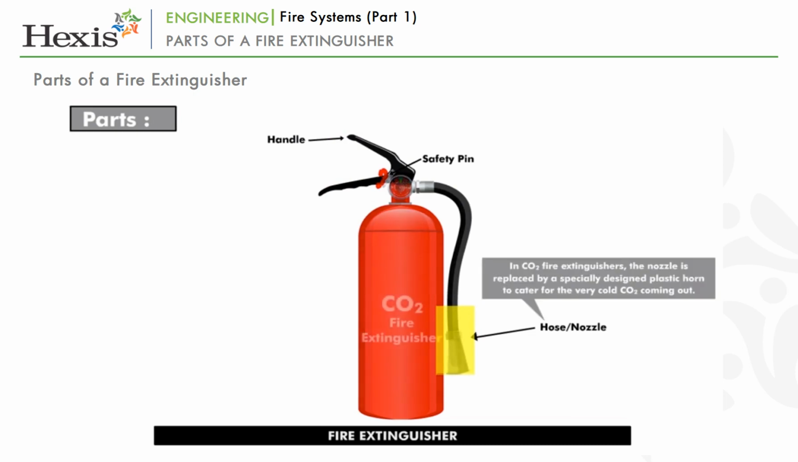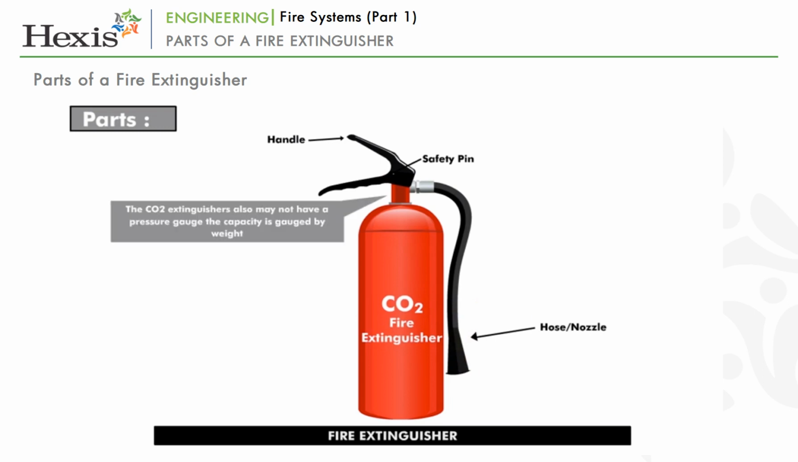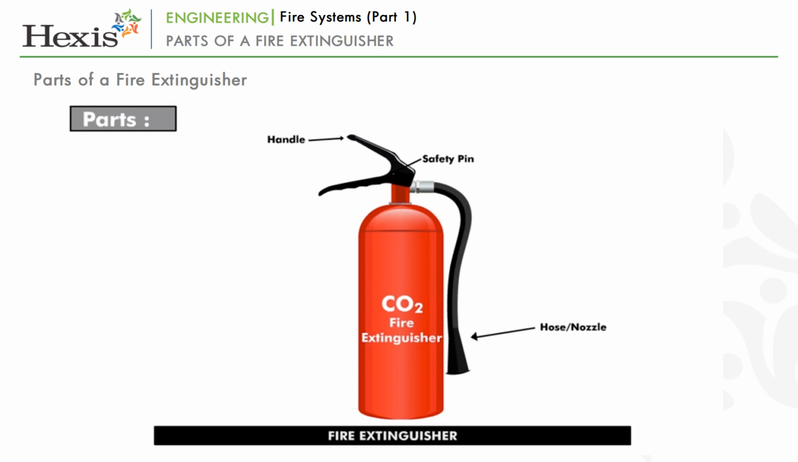In CO2 fire extinguishers, the nozzle is replaced by a specially designed plastic horn to cater for the very cold CO2 coming out. The CO2 extinguishers also may not have a pressure gauge. The capacity is gauged by weight.